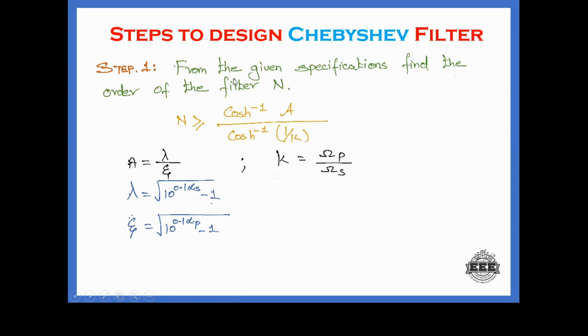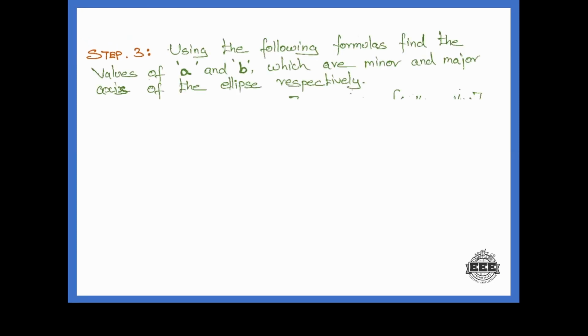Okay. Then after finding that n, what is the second step? We need to round off to the next higher integer. So this is our second step. First step is we need to find the n value. Second step, we need to round off the n value to the next higher integer. Go for the third step. The third step is that we need to determine the a value and b value.